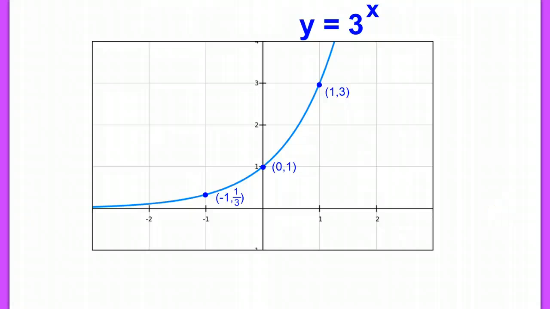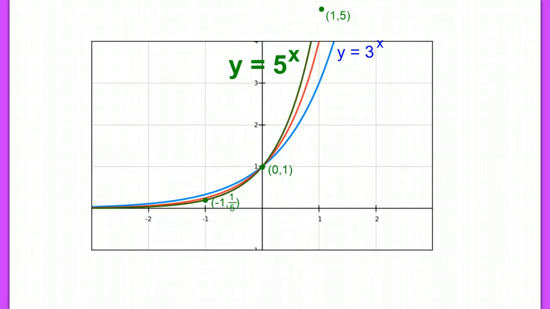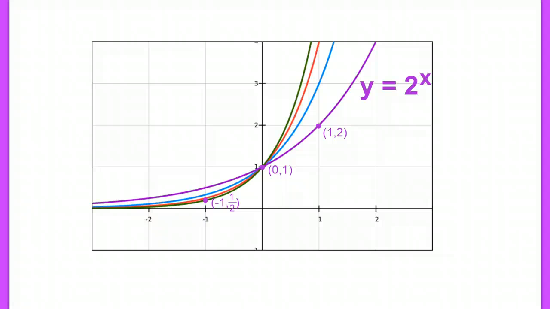Now, if that function becomes y equals 4 to the x, look at how similar these are. We still have a y-intercept here at (0, 1), and our key points here are very similar, and they're not the same, but they're very similar. And then if we look at y equals 5 to the x, we see the same exact y-intercept. If we look at y equals 2 to the x, same thing, same exact y-intercept. We still have very similar key points.